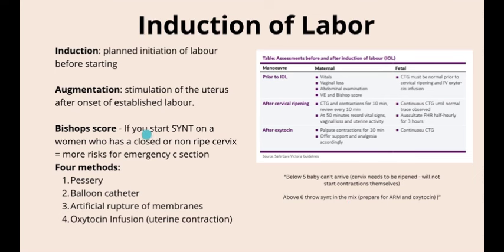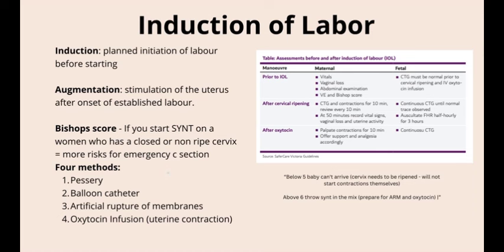So one of the reasons it's important to understand that if you start Sint on a woman who has a closed or non-ripe cervix, that increases the risk of having an emergency C-section and an abnormal CTG. So it's important to make sure that the Bishop score is 6 or above, and that's when you can consider augmentation. Or as I said, you don't have to do augmentation as well.